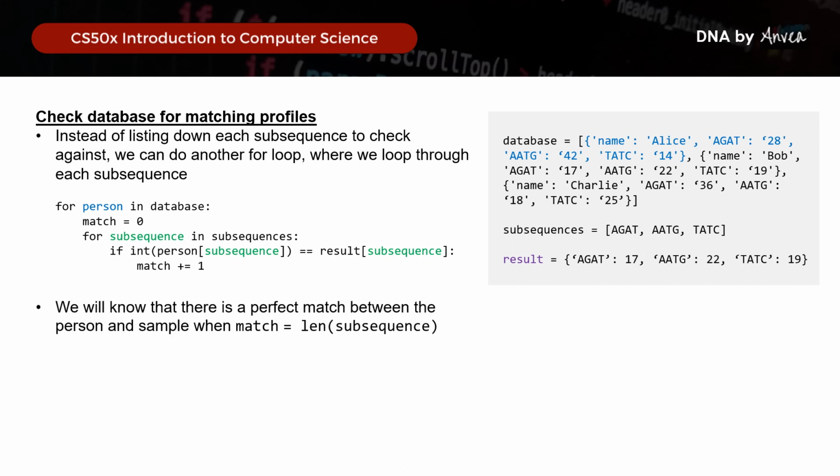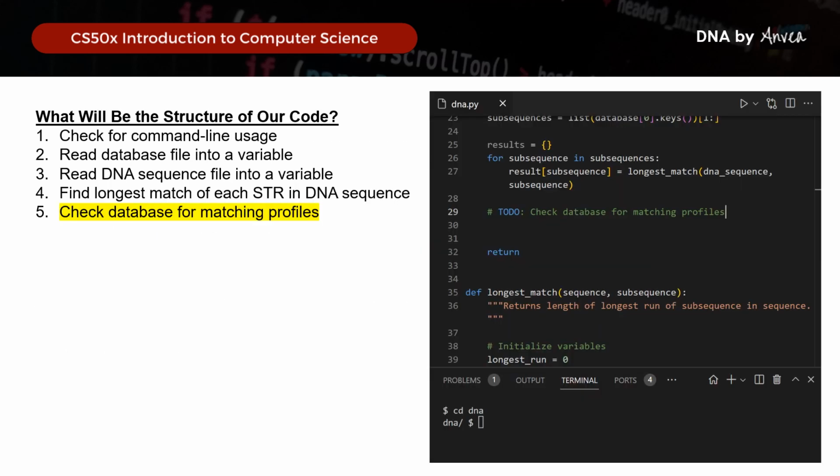And we will know that there's a perfect match between the person and sample when your total match count equals the total number of subsequences. Because this means that all the subsequences in your DNA sample match this person's STR count perfectly, right? So if there's a perfect match, we'll say if match equals the length of subsequences, we will print the person's name. But if there's no such match, then we will just print no match. So let's put this in our program.